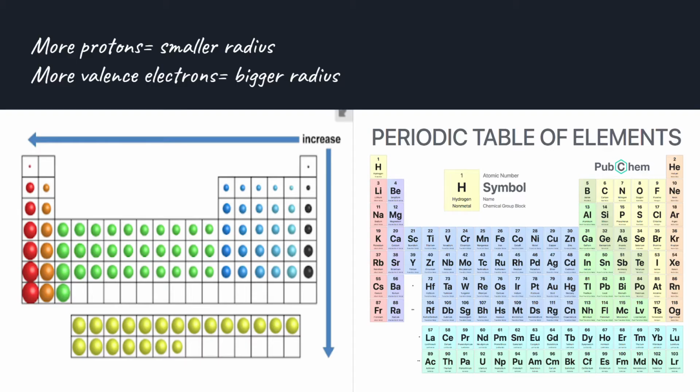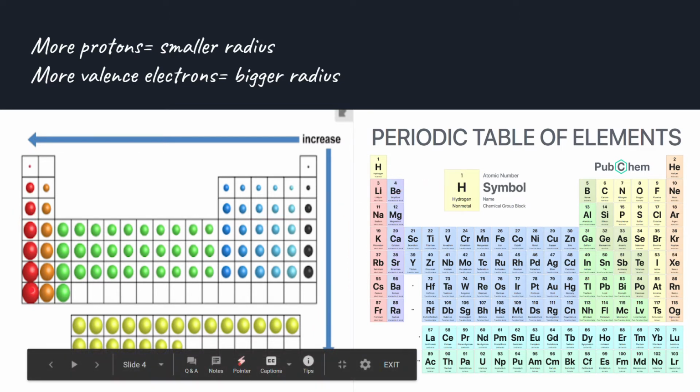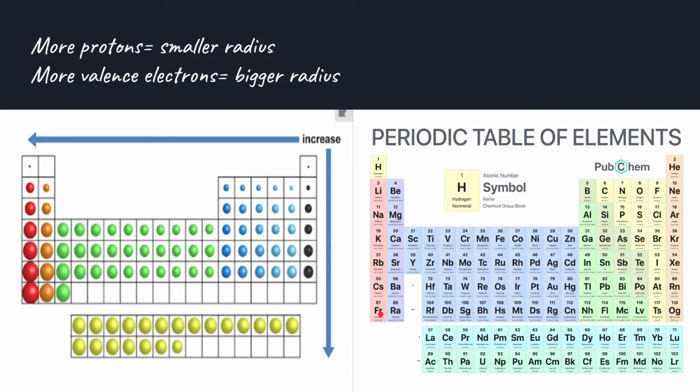Okay, so back to the periodic table. As you can see, they're also getting bigger going down. So with hydrogen and francium, they get bigger because the valence electrons are so much farther from the nucleus in francium that the nucleus has a harder time pulling the electrons in.